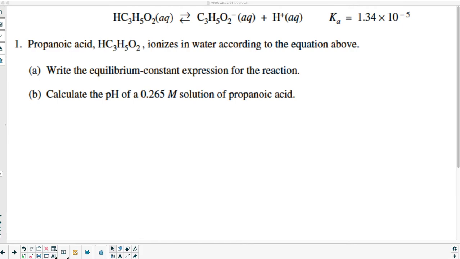This is it. This is our last problem. This is problem number 3. It doesn't say problem number 3 on it, but it is. It's the one with propionic acid. So let's get right to it. You should be able to do this.